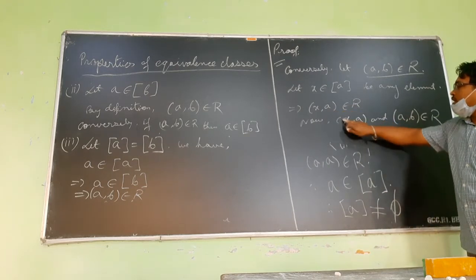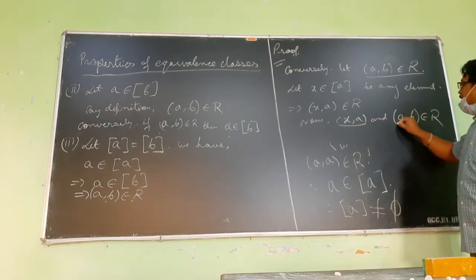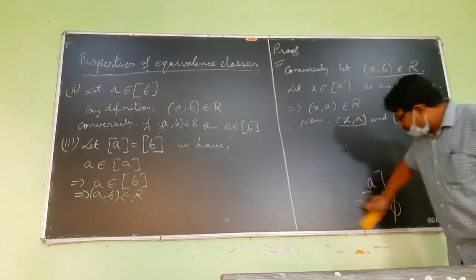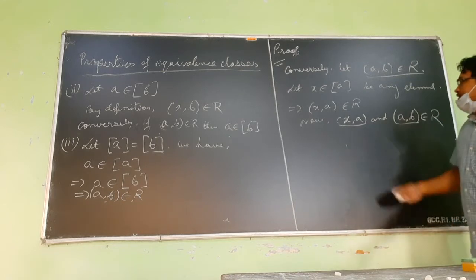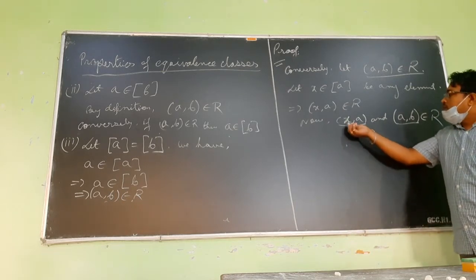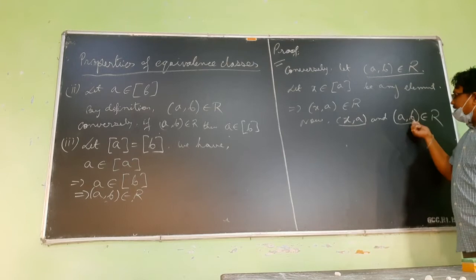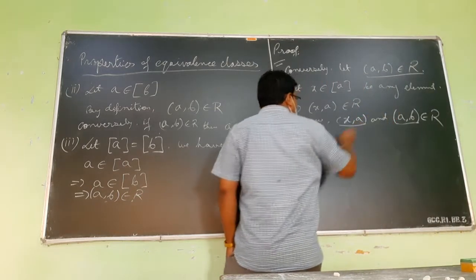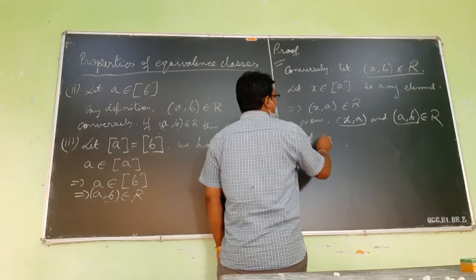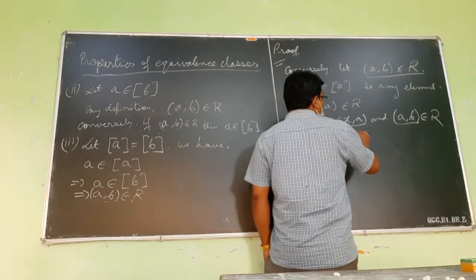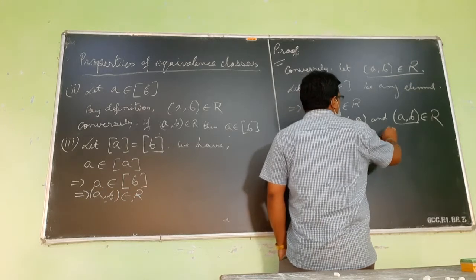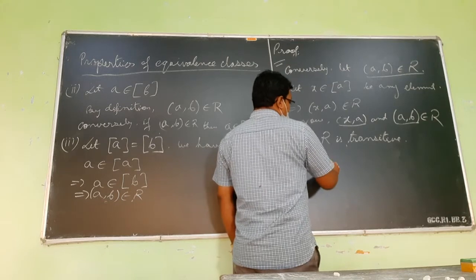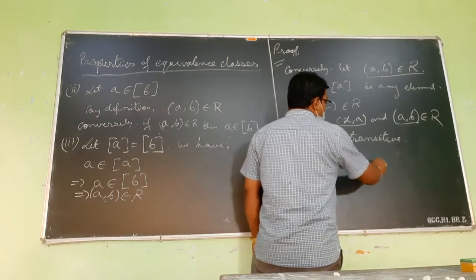So that means what do I have? I have (x, a) and (a, b). They are inside R. Then I can use what property? The transitive property of R. From there I can conclude that (x, b) belongs to R. Now this and this belong to R, and R is an equivalence relation, so it's transitive. So we can conclude that (x, b) belongs to R.